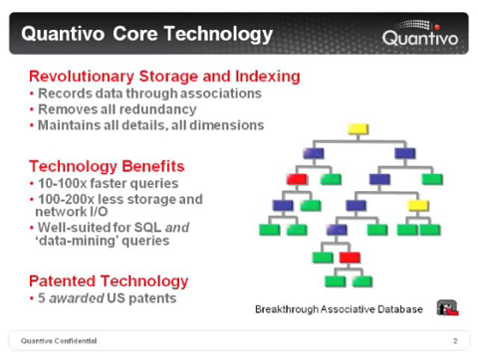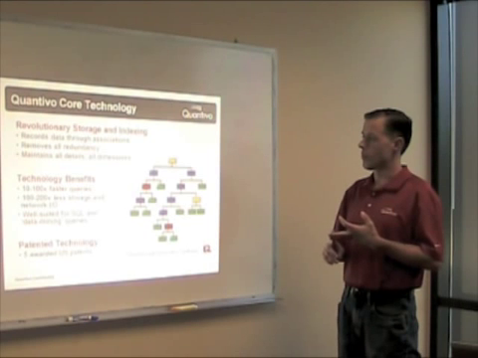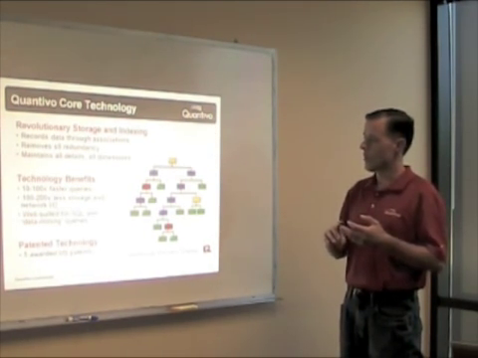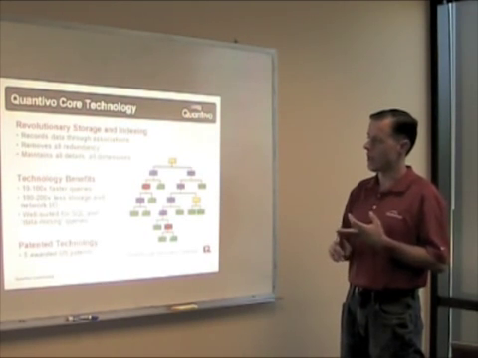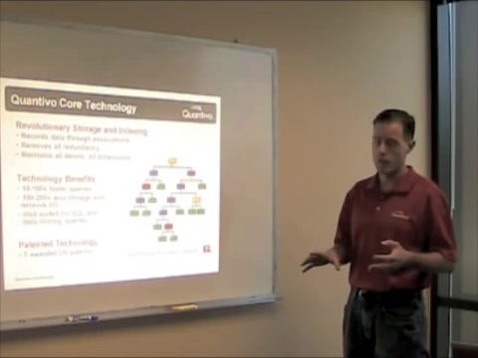Fundamentally, Quantivo stores and indexes data in our data center. We store and index it fundamentally differently than any database or any data storage system that's out there. We call this the associative database, and what we do is we store all records that we get. We store it as patterns, in a way that removes all the redundancy, but also does not lose any detail.